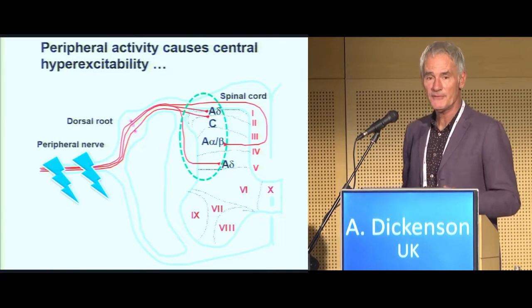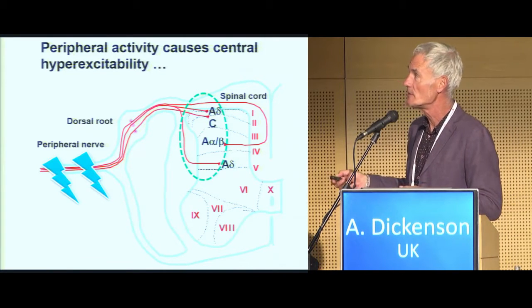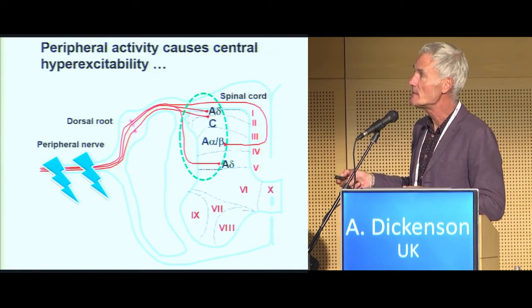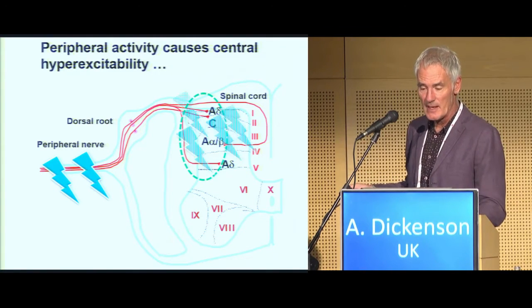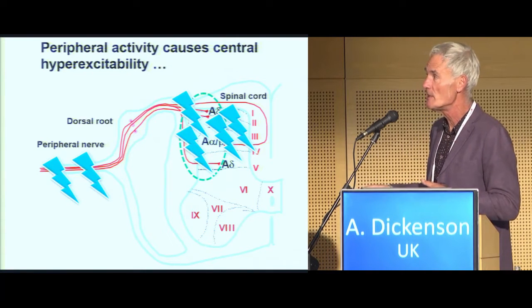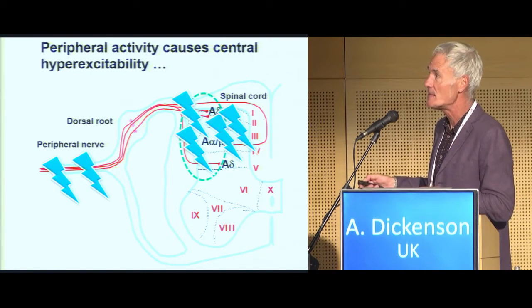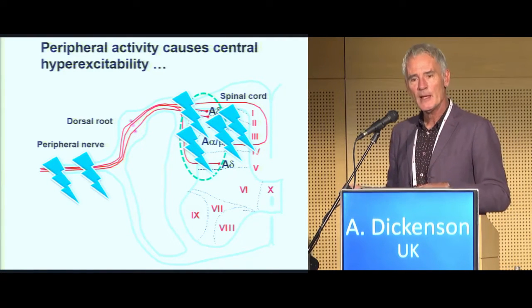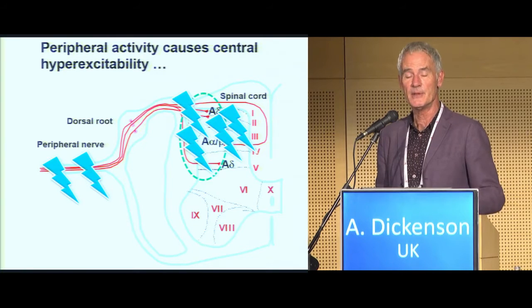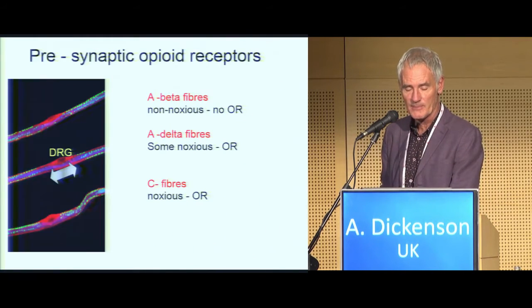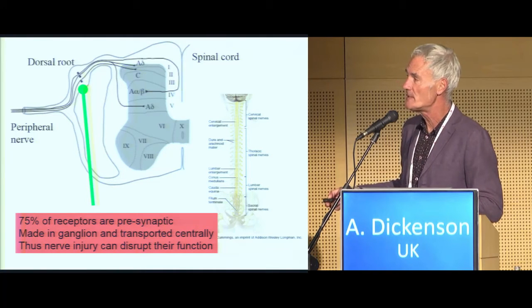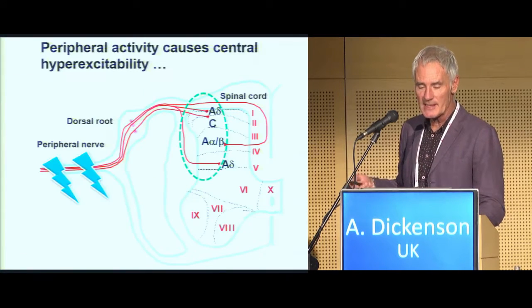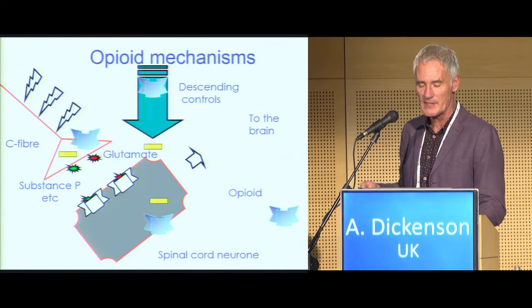But we know that peripheral activity can cause central hyperexcitability within those same synapses within the spinal cord. And the activity of the spinal cord neurons, if we don't presynaptically inhibit activity, is going to lead to increased excitability of the spinal cord neurons, increased messages up to the brain. So another mode of action of opioids, if you remember, 75% are presynaptic. The other 25% of the spinal receptors are actually on these spinal neurons. So the next slide gives you an overview of this process.